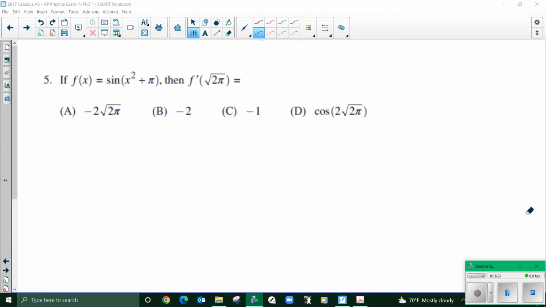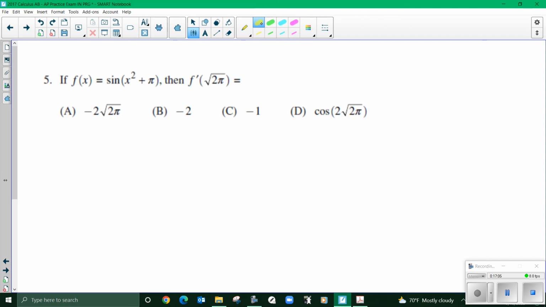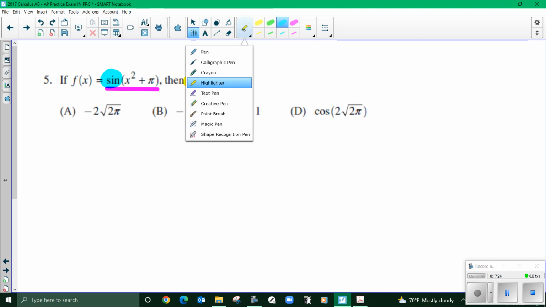Number 5. If f of x equals sine of x squared plus pi, then f prime of the square root of 2 pi is. All right, well, we need to find the derivative first. This is telling me right here, find the derivative. And oh, by the way, when you get it, plug in the square root of 2 pi for x. So I got to take the derivative of this. Chain rule. I always start outside in.